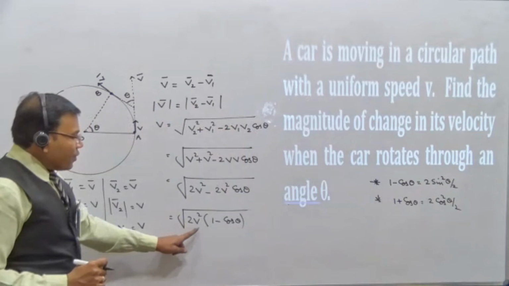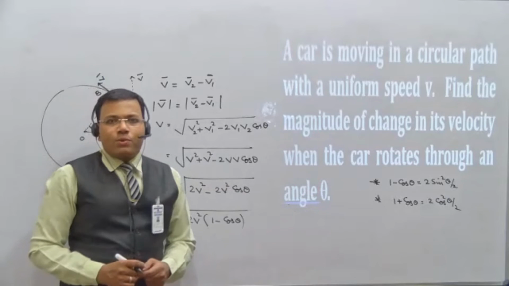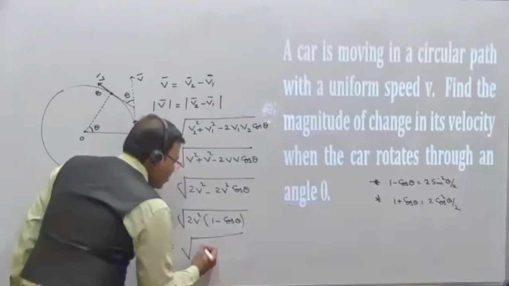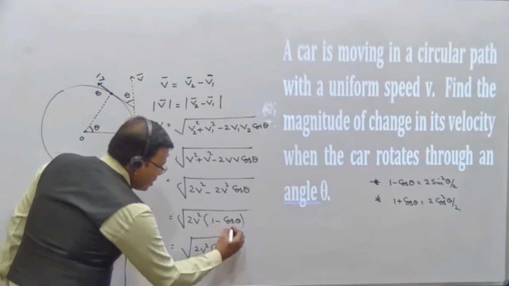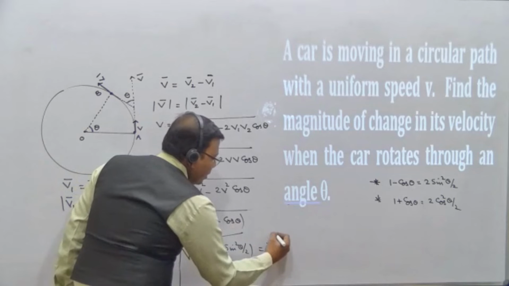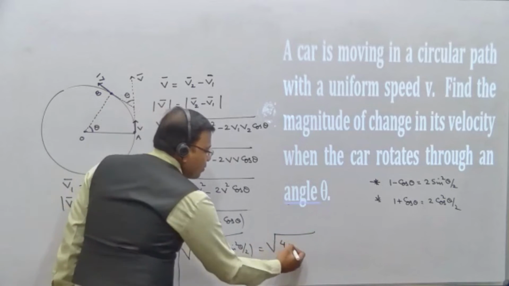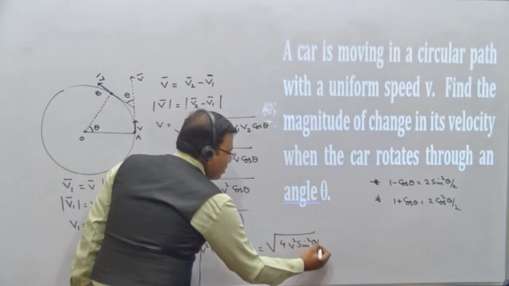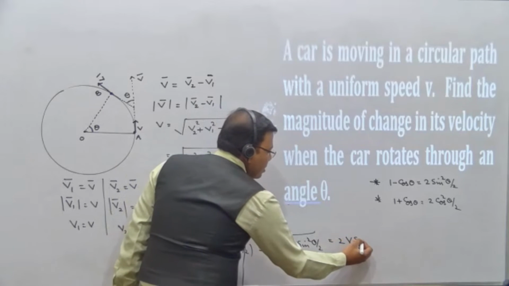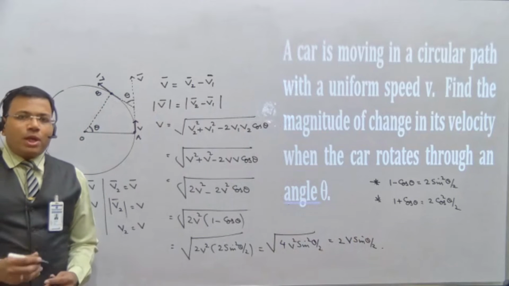Now under this, if I want to replace this 1 minus cos theta, I can replace it by 2 sin square theta by 2. So here, under root of 2v square, and this I can write as 2 sin square theta by 2. The same thing I can write as 2 into 2, 4, v square sin square theta by 2, and this gives us 2 v sin theta by 2. Hope you have understood the question along with the solution.